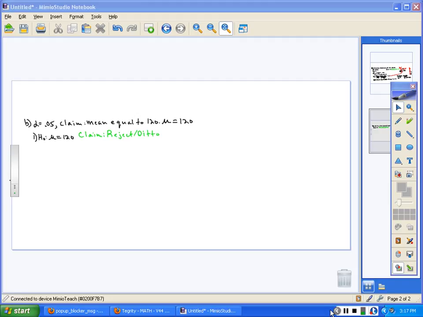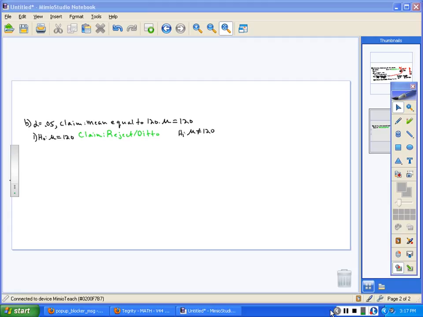For H1, again, if you go to the critical value of hypothesis testing, it says if you don't get a less than, greater than, or not equal to in your claim, which we didn't get, then you have to take the opposite of your claim. And here our claim is mu is equal to 120. So the opposite of that is that mu is not equal to 120.